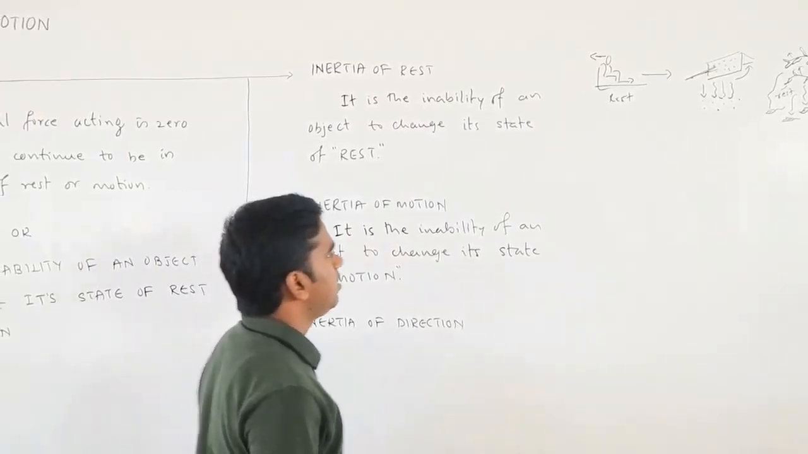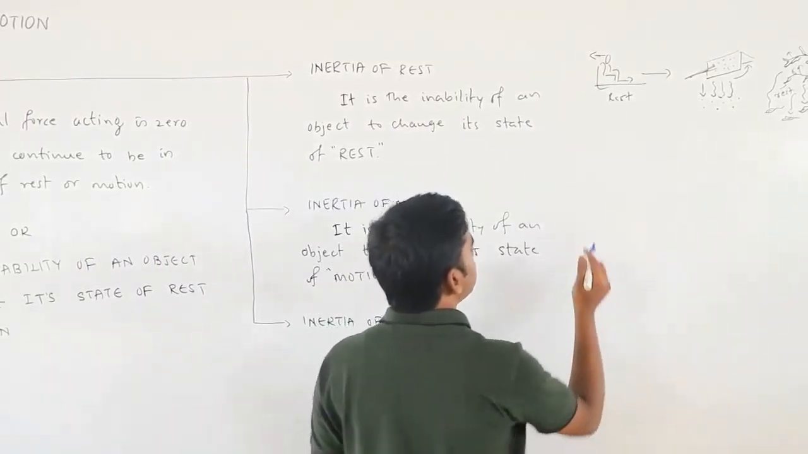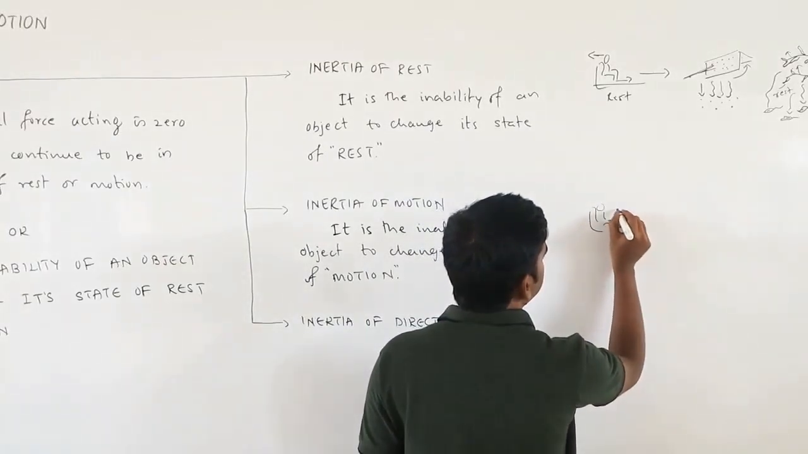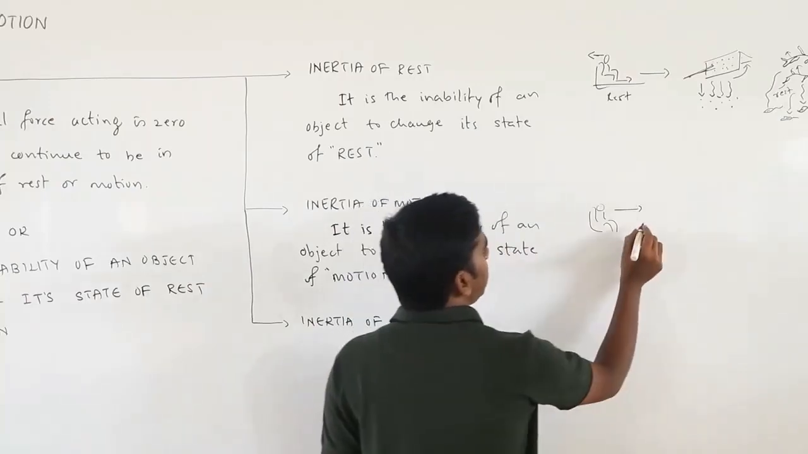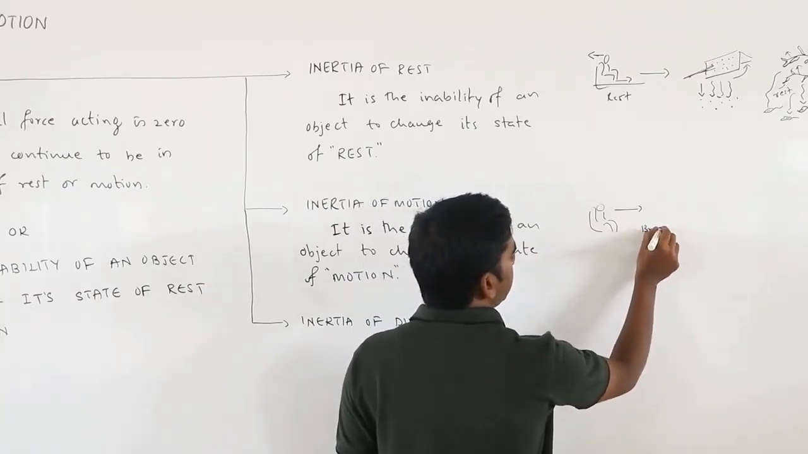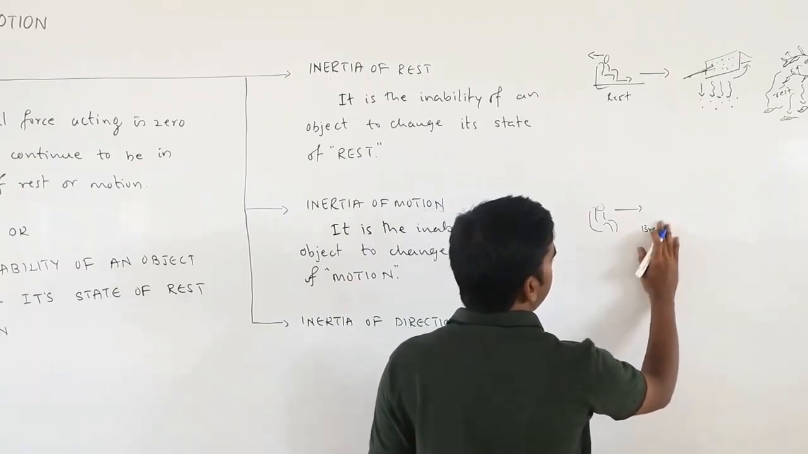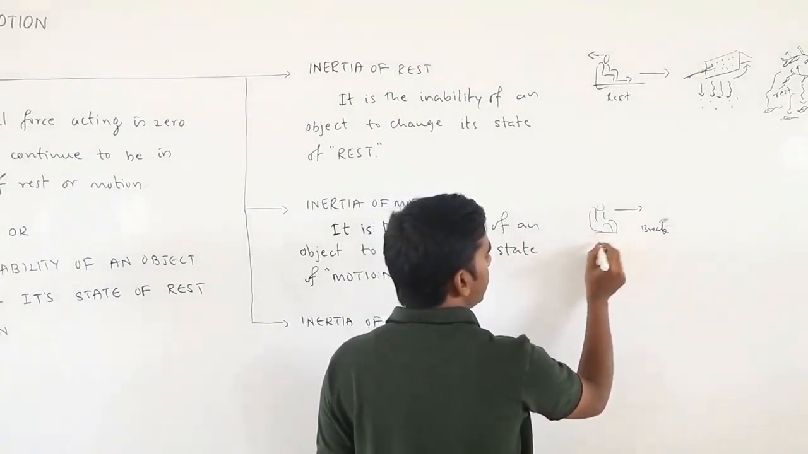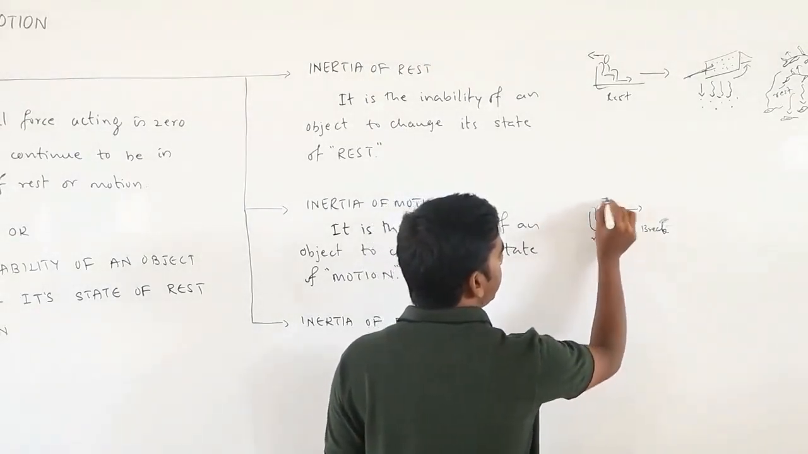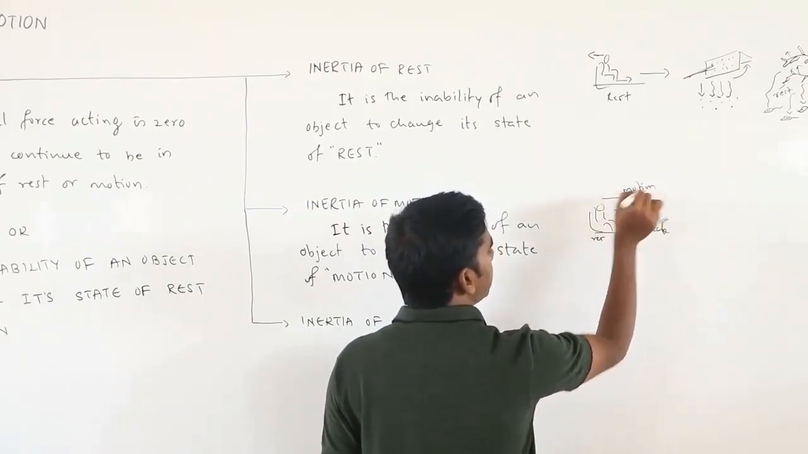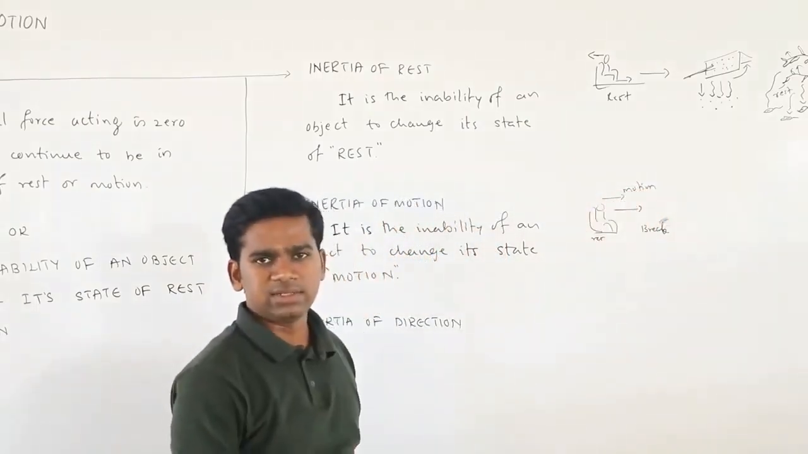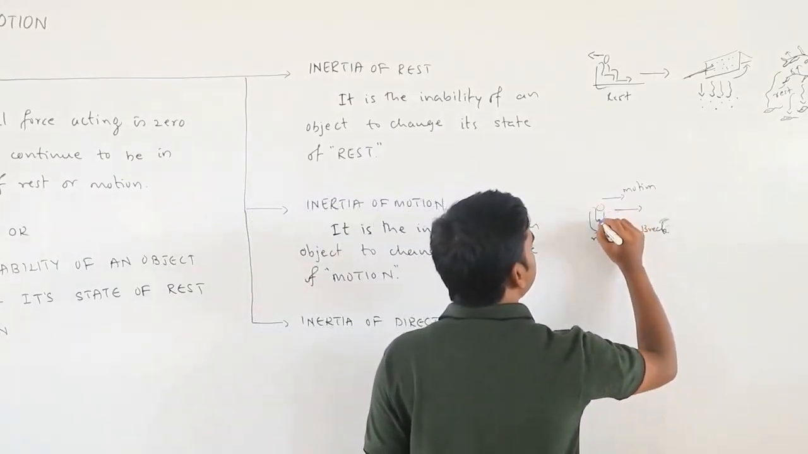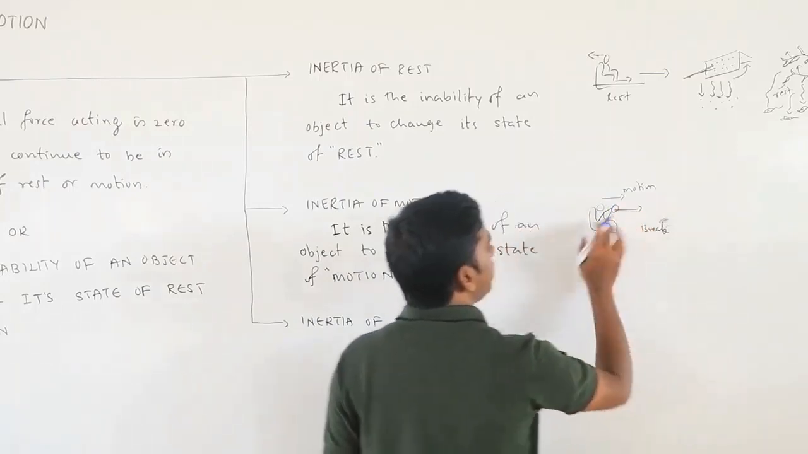If you look at an example, suppose you are sitting in a bus or some vehicle. You are in continuous motion. When suddenly the brake is applied, what will happen? Your lower part comes to rest, but your upper part is still in motion, because it can't suddenly come to rest, because of the inability of that object. So you feel like falling down.